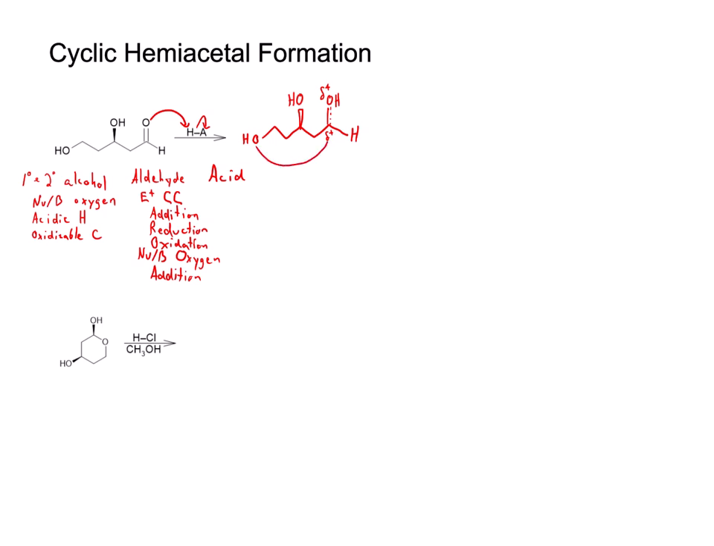Why do we attack with that one and not the closer one? Well, that has to do with the fact that we're making a much larger, more stable, six-membered ring with far less angle strain than if we attacked with the other oxygen, which would make a four-membered ring with high angle strain. So let's go ahead and figure out how to draw this cyclic intermediate.